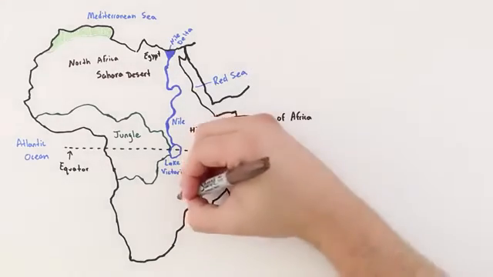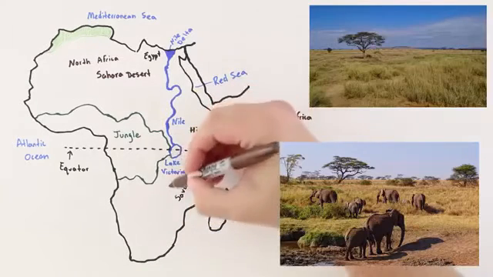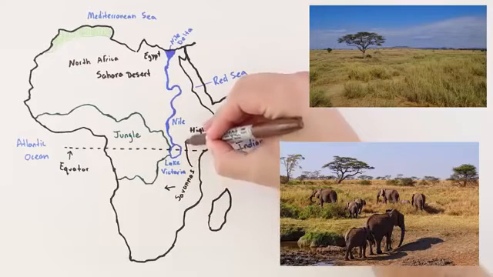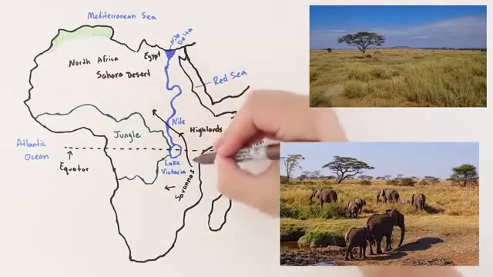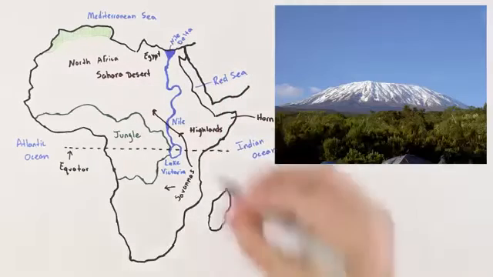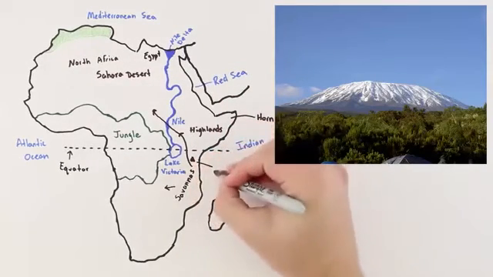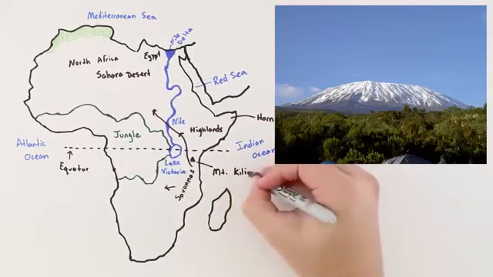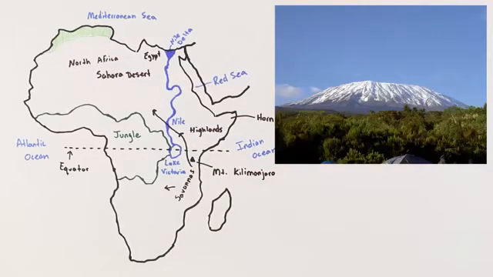South of the highlands are the plains and savannas that make Africa famous. These are large areas of grasslands that are home to a lot of African wildlife and have a temperate climate with wet summers and dry winters. This region is also home to the tallest mountain in Africa, Mount Kilimanjaro, a dormant volcano that rises over 19,000 feet above sea level. This mountain and the area around it are considered a natural wonder.